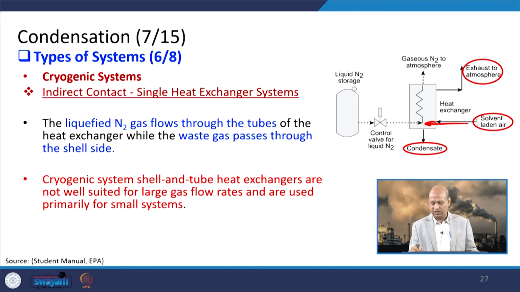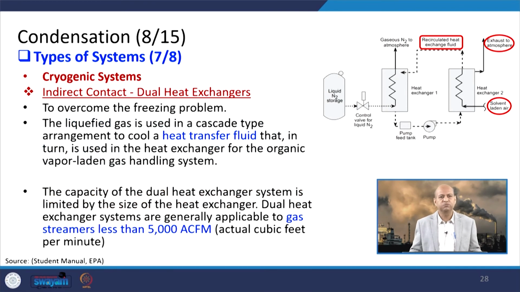Then it condenses, because it is converted to liquid and goes down, and the exhaust gases go to the atmosphere. The liquefied nitrogen flows through the tubes of the heat exchanger, while the waste gas passes through the shell side. Cryogenic shell and tube heat exchangers are not well suited for large gas flow rates and are used primarily for small systems. So, that is the limitation of this particular system.